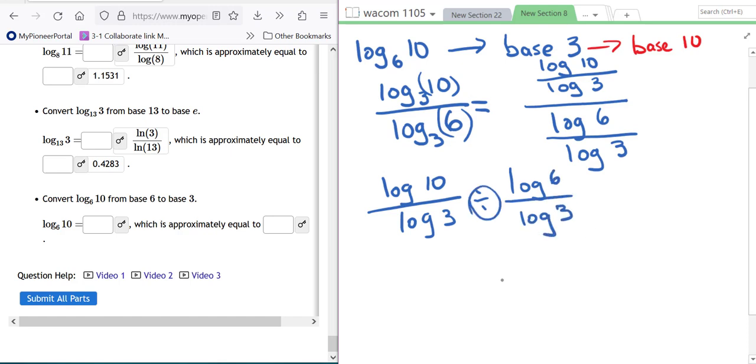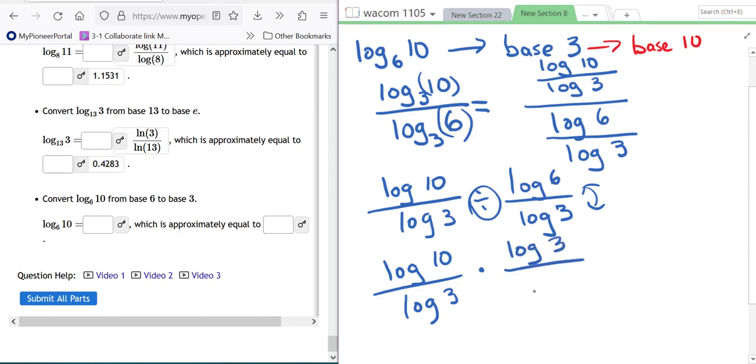Remember, division changes to multiplication, and you invert the divisor. First fraction stays the same. And in multiplication, you can divide out common factors on the diagonals. So this gives me log of 10 over log of 6. Right? So I'm going to go ahead and put that in the calculator, and then I'm going to backtrack and just put this one in the calculator without this extra algebra.